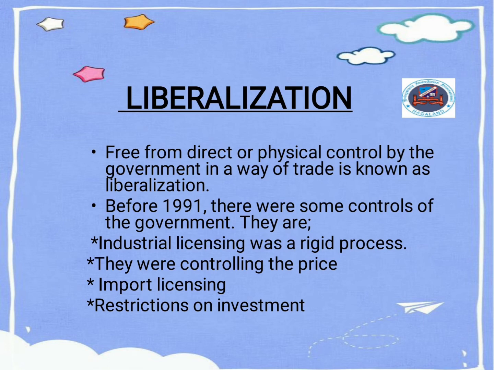This liberalization was introduced in order to put an end to the government restriction and open up opportunities in various sectors of the economy. Now, before 1991, there were some controls made by the government in many areas. These are: industrial licensing system was a rigid process. Government was controlling the prices of the commodities and goods. Import licensing was also in the hand of the government. Restriction on investment was also made by the government. So ultimately, reform was needed under this liberalization.